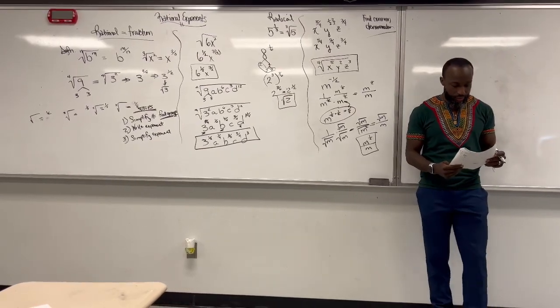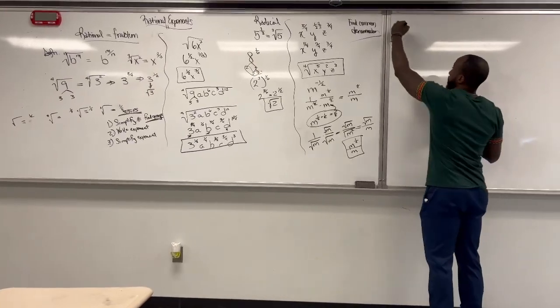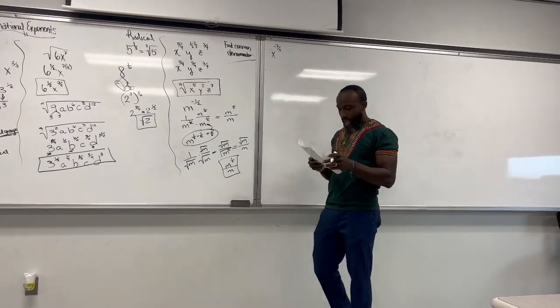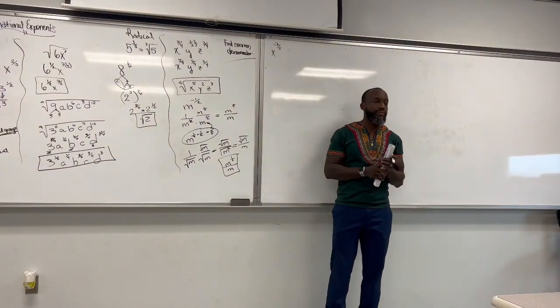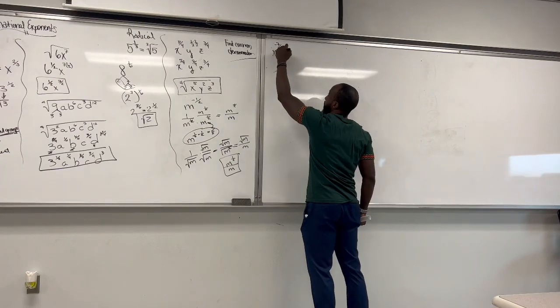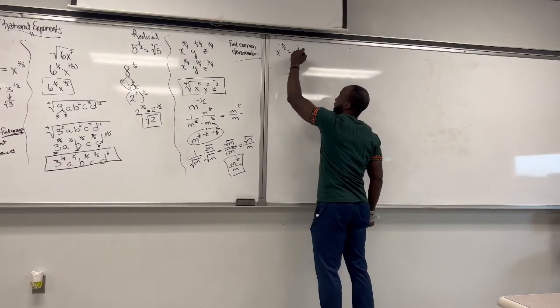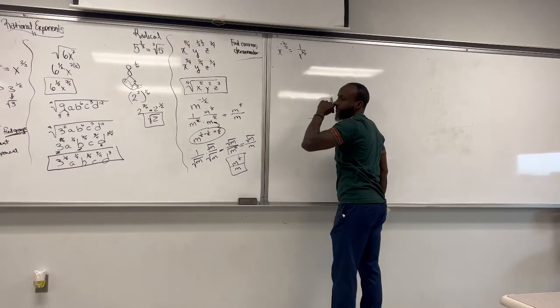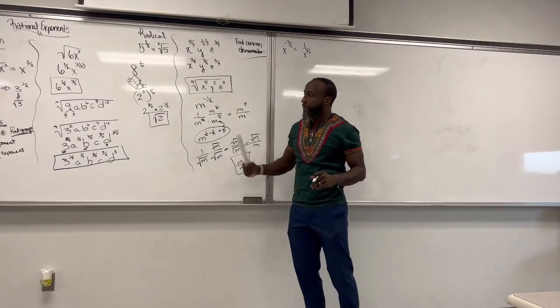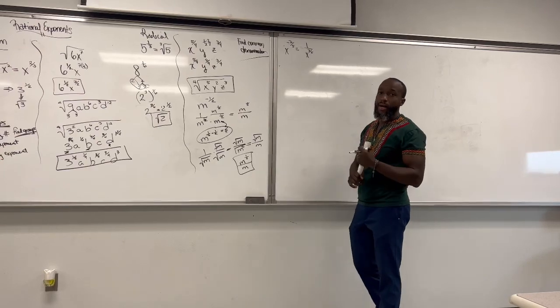All right, let's look at this one. Number 7. You got x to the negative 7 over 5. First thing we've got to do is put it in the denominator. So it's x to the 7 over 5 power, right? Again, the goal is to get rid of the fraction, or to get rid of the radical.